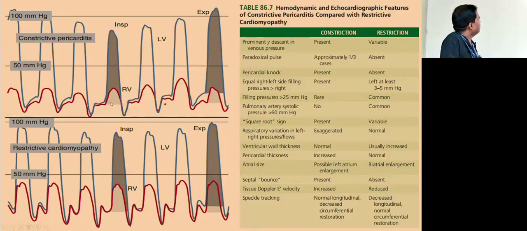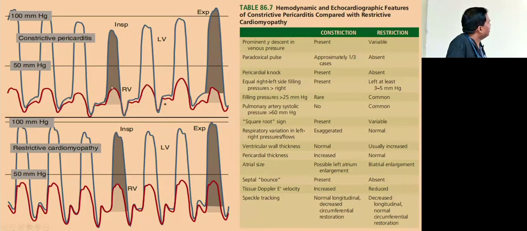During inspiration, the RV pressure increases, but at the same time the systolic pressure, the LV filling pressure, reduces. See the height of this LV, it reduces, and you see the area also. This area also. During expiration, what you see here is not like that.